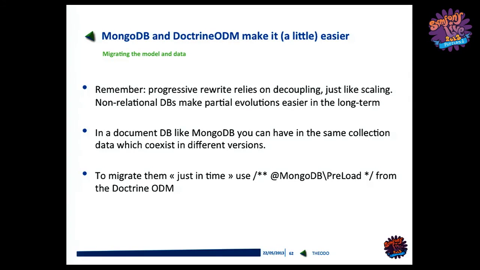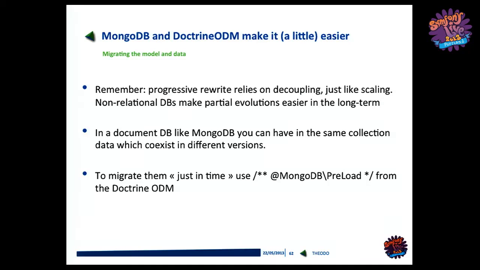It forces you to make collections that are independent from one another, that you will be able to rewrite in the long term. And also the idea of using a document database like MongoDB is that you're much more agile. You will be able to change the model as you code. And so in a way, you're not making the same mistake that you did before with the wrong MySQL model. What you can use with the Doctrine ODM layer is the preLoad event, so that you can transform the data just when you load it. That might be one strategy.